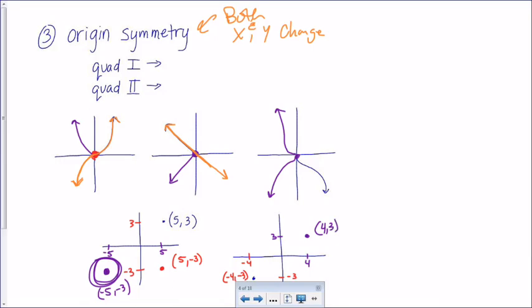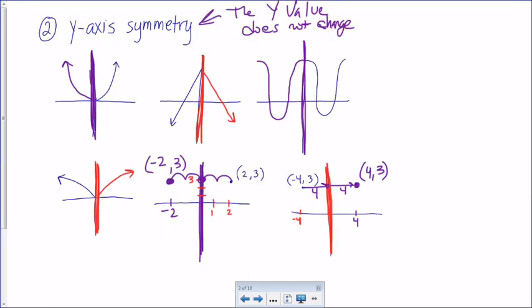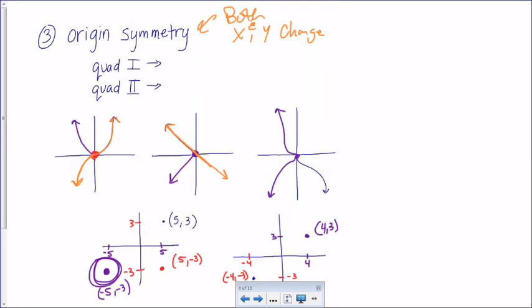The easiest way to remember this would be: for x-axis symmetry, the x value doesn't change, since I'm going over the x-axis. For y-axis symmetry, the y value doesn't change. I'm just changing the x value from positive to negative, or negative to positive. For origin symmetry, both values change from positive to negative, or negative to positive, or a combination of both. And it's really like we are reflecting over the x-axis and the y-axis. That's the general idea of how symmetry works.